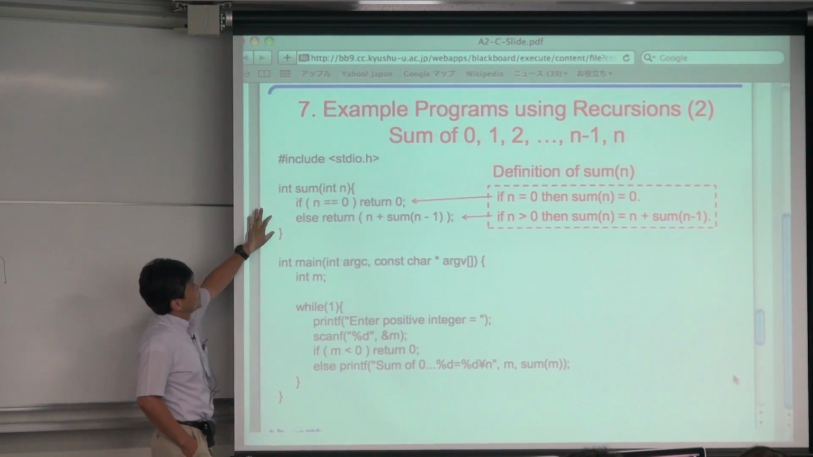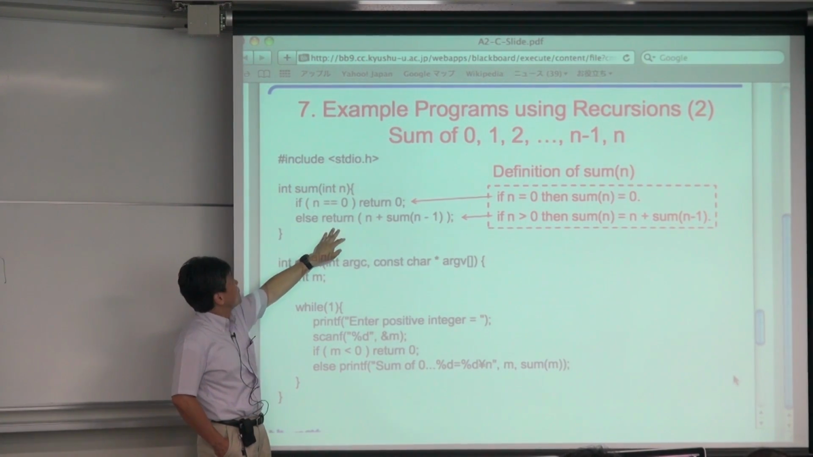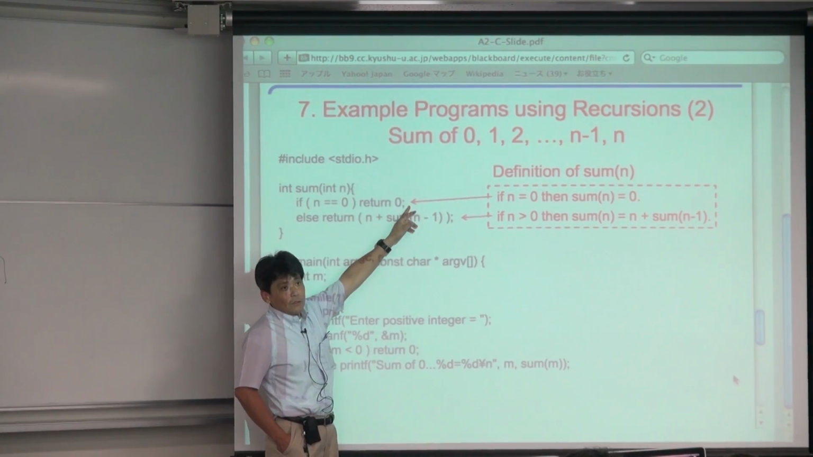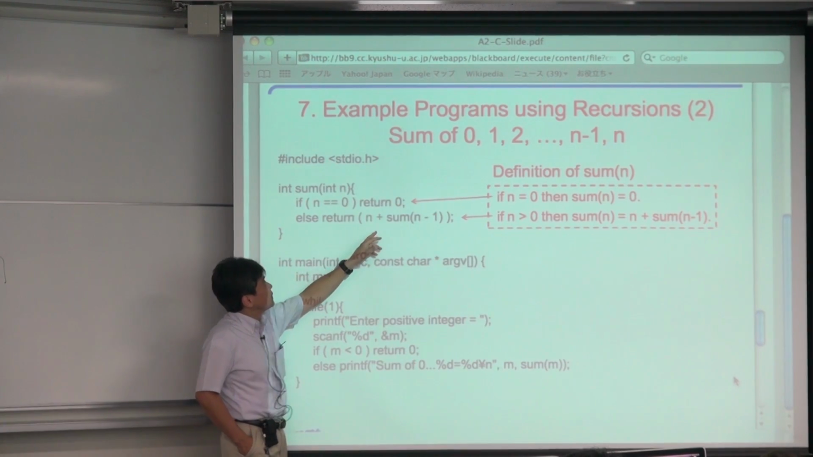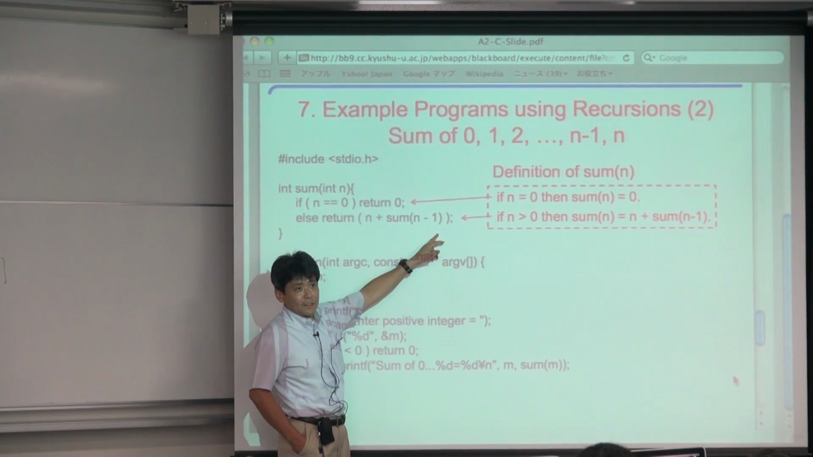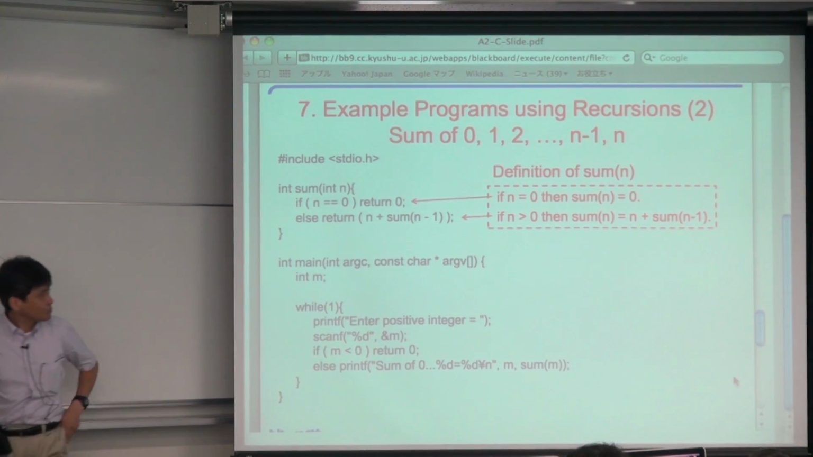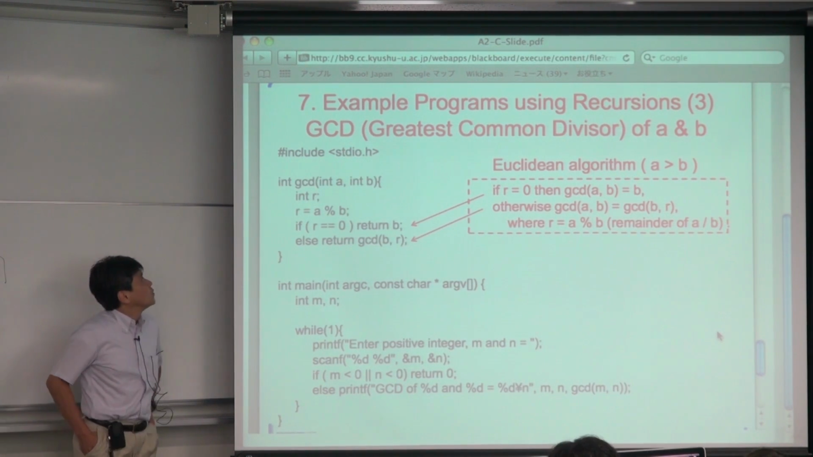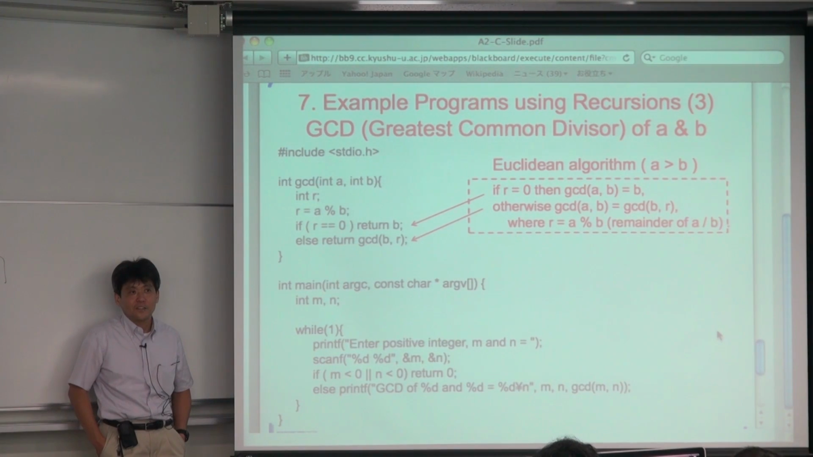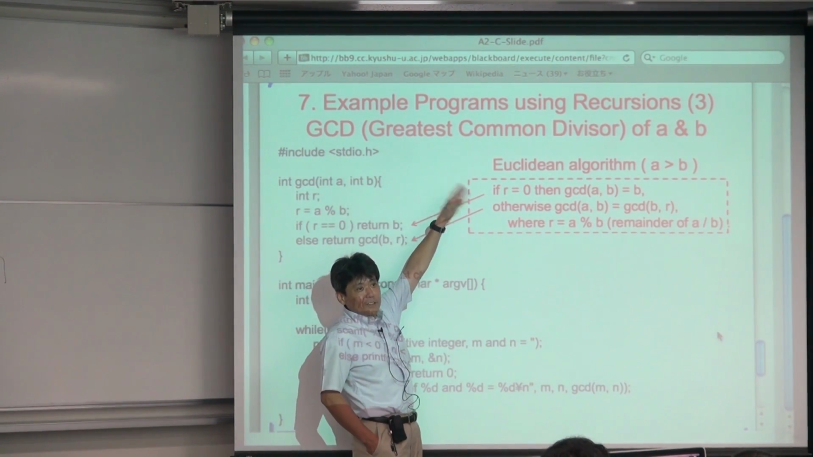So as a program, you can declare a function as shown here. If n equals 0, then the return value is 0. Otherwise, the return value should be n plus summation n minus 1. Okay? So this is the main function. And the last example of the recursive call is GCD. GCD means greatest common divisor.